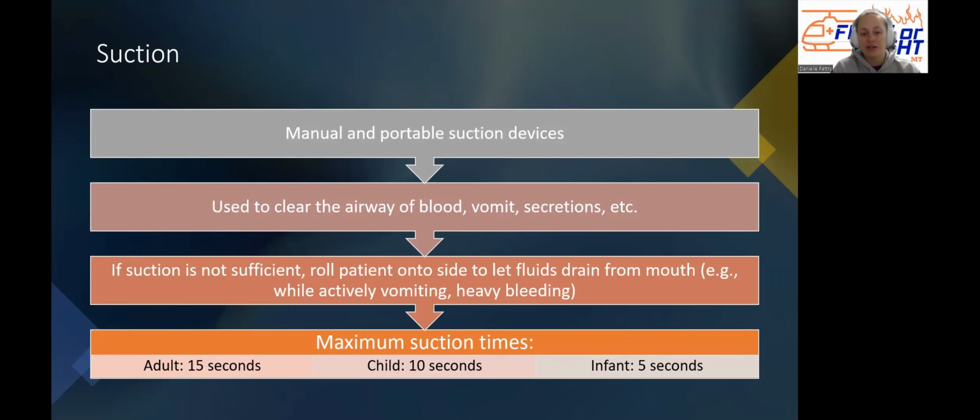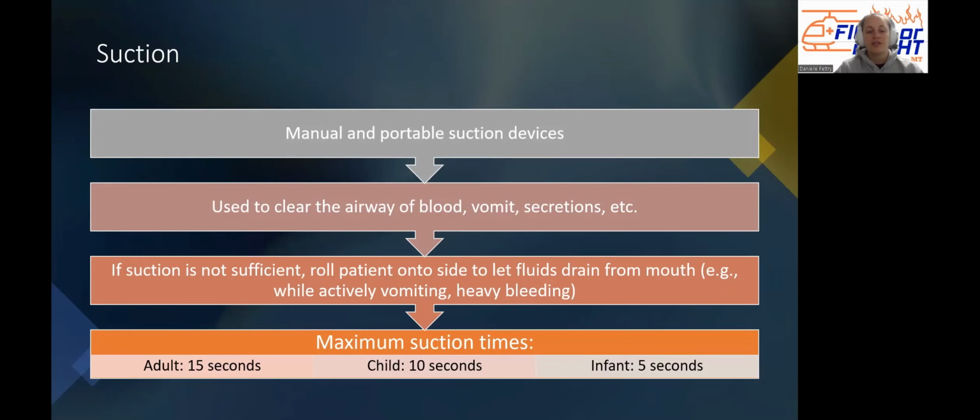Remember, when you're suctioning somebody, they can't breathe during that time. So for an adult, you don't want to suction for more than 15 seconds because during that time, they can't breathe. Even if they're breathing on their own, they're unable to breathe while you're suctioning. So 15 seconds for an adult, 10 seconds for a child, and for an infant, suction no more than 5 seconds.